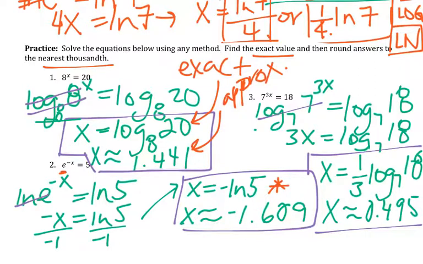In 3, because you have base 7 here, you are going to take log base 7 of both sides. Log base 7 of 7 cancels, leaving you with 3x equals log base 7 of 18. Then you can either divide by 3 on both sides or multiply by 1/3. I multiplied by 1/3, so I have x equals 1/3 log base 7 of 18, and you plug that into your calculator and you get 0.495.